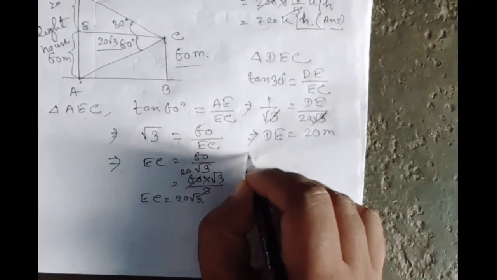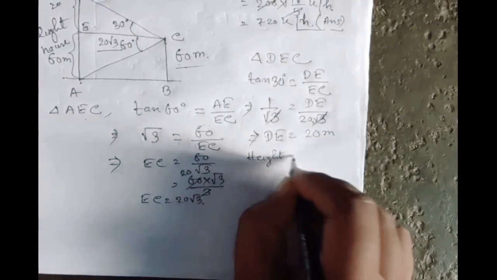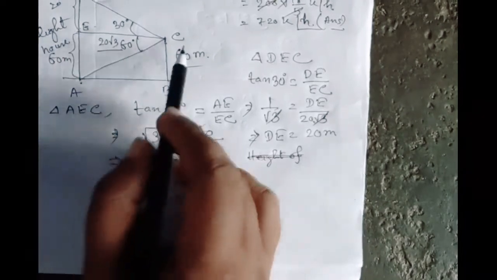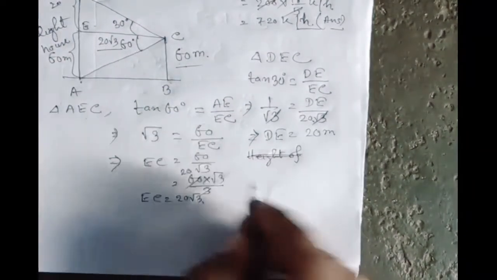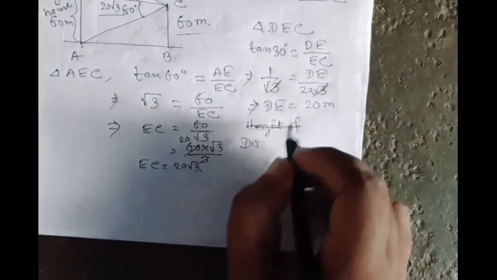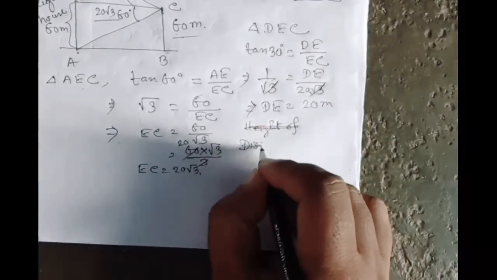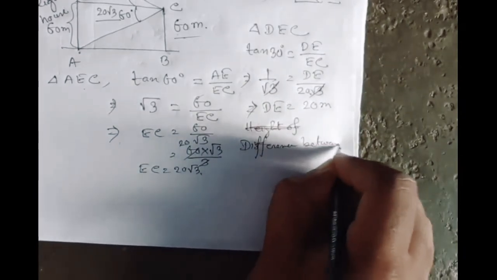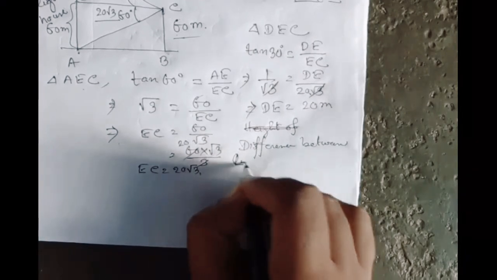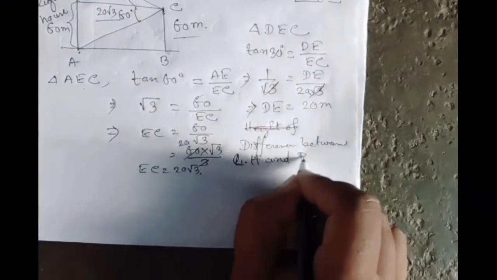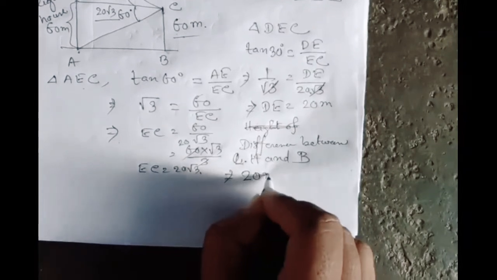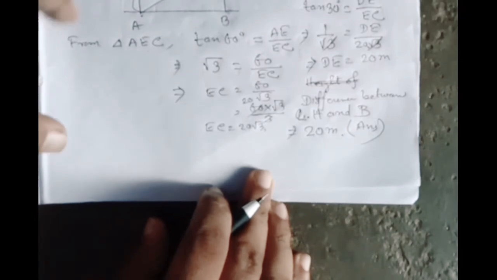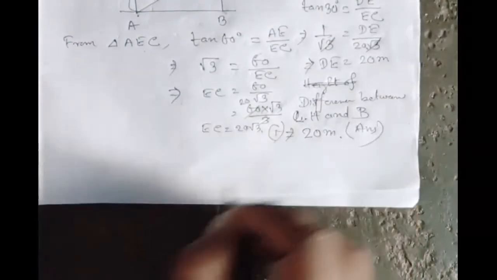And this DE is the difference between the height of the building and the lighthouse. So the first question is done. The difference between the lighthouse and building is equal to 20 meter. This is the first answer. Next, move to another question.